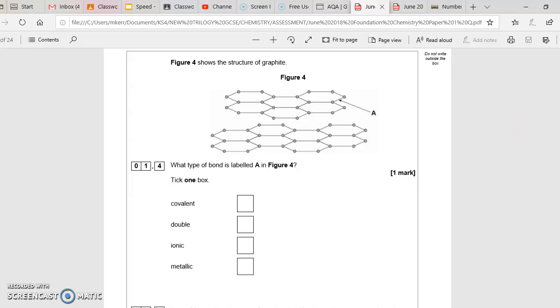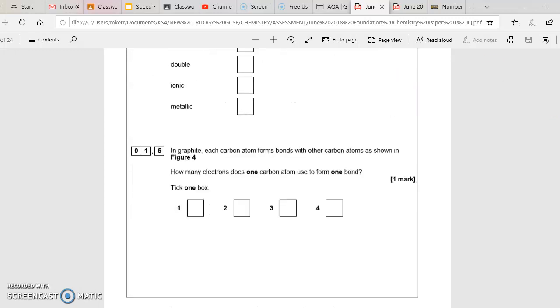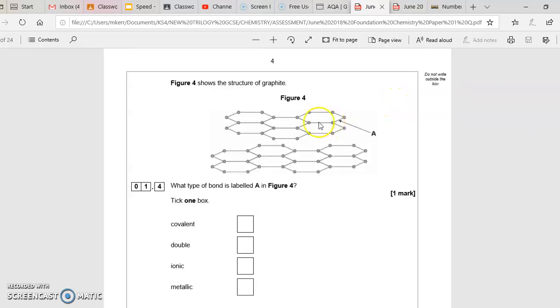It's a very strong covalent structure between the atoms, but later questions might ask you between the molecules, and they're called weak intermolecular forces. In graphite, each carbon atom forms bonds with other carbon atoms as shown in figure 4. How many electrons does one carbon atom use to form one bond? Please pause your video.